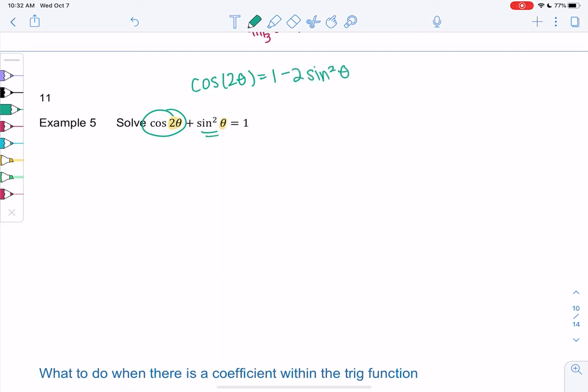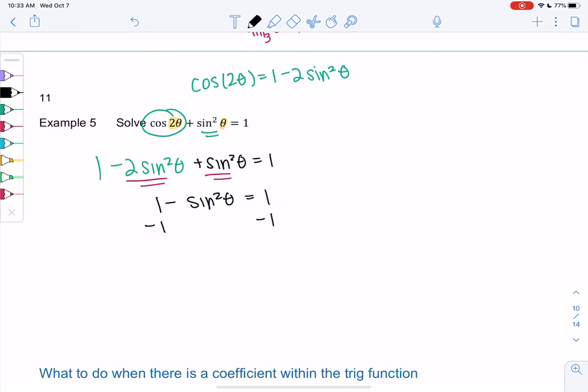I like that one because I noticed there's a sine squared, so it'd be nice to have like similar functions. Might be easier to solve. The other ones will probably work, but this is the one that caught my eye. So we'll say 1 minus 2 sine squared theta plus sine squared theta equals 1. And so again, I chose this one because I thought it would be nice to maybe combine those. So 1 minus sine squared theta equals 1, and we can subtract 1. So negative sine squared equals 0, which is just when sine equals 0.